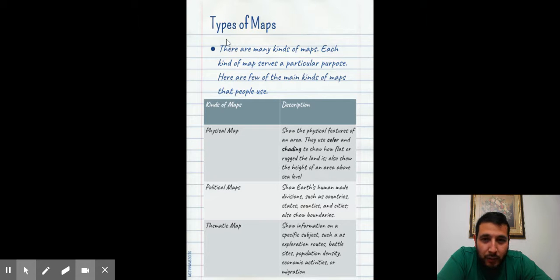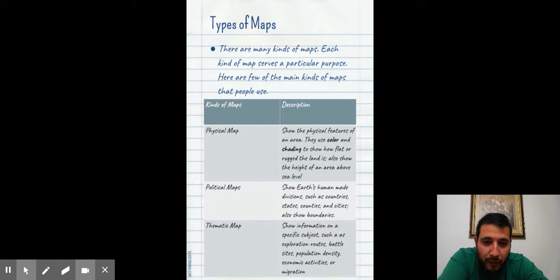So right now I'm going to go over these. These are types of maps, and there's a bunch more, but these are the ones that we're going to use for today. We're going to go over physical maps, political maps, and thematic maps. The physical maps, how it says there, use color and shading to show how rugged the land is. That's when you're looking at elevation and things like that. It shows height. I'm going to show you an example of each one.